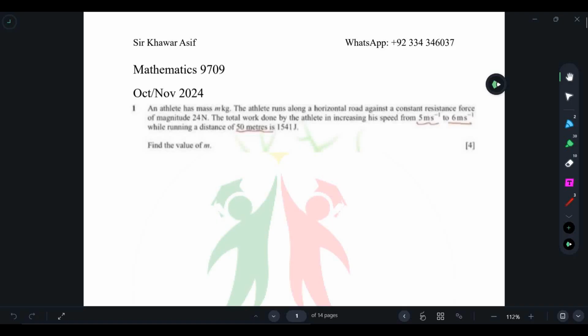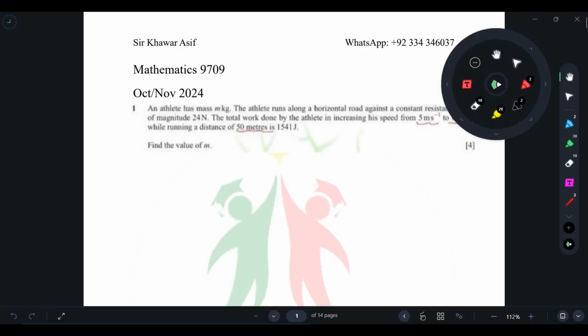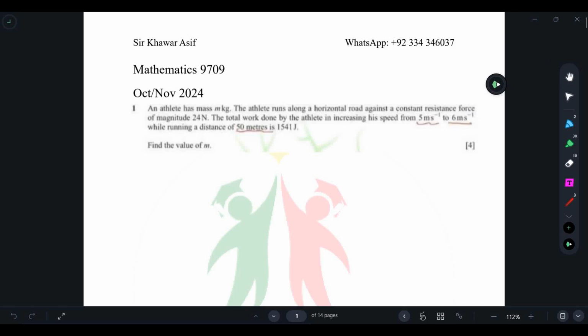Hello everyone. Today we are going to discuss the paper October-November 2024. This one is paper 43 of October-November 2024. Okay, now let's start the first question.